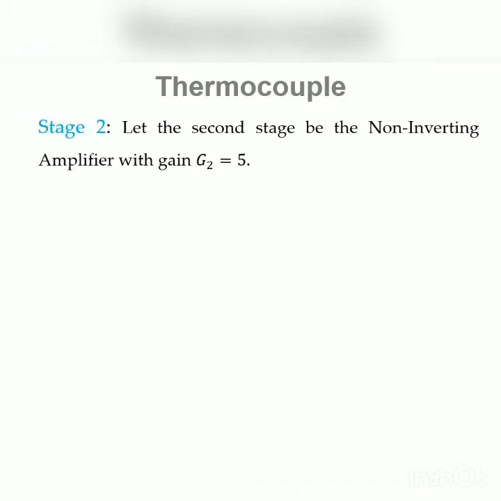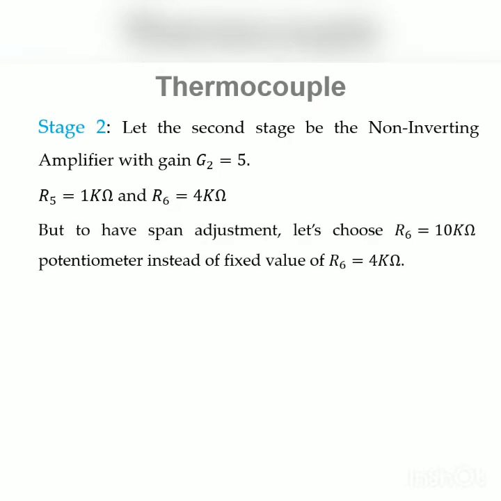The second stage. Let the second stage be a non-inverting amplifier with a gain of G2 equal to 5. Here we may select R5 equal to 1K and R6 equal to 4K. But many a time, as the second stage is going to decide the maximum output for the maximum input temperature sensed by the thermocouple, we may need an adjustment of span, and for that purpose let's choose R6 as a 10 kilo ohm potentiometer instead of a fixed value of 4 kilo ohms.